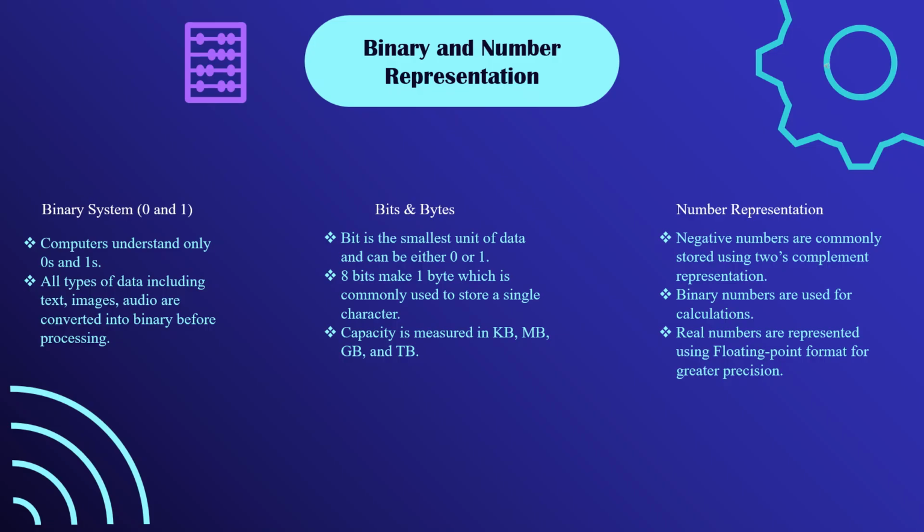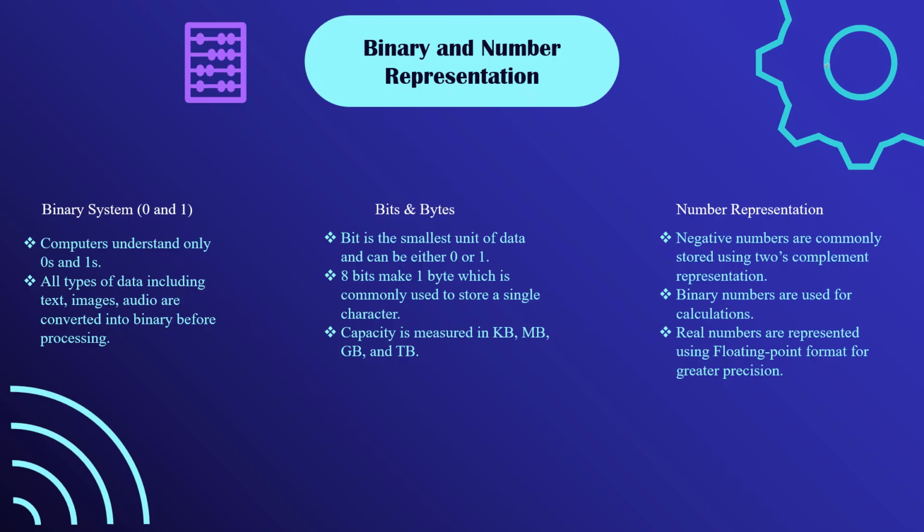Okay, let's talk about binary number representation. At the deepest level, every computer only understands two values, right? 0 and 1. This is the binary system. It might seem surprising, but all types of data, including text, images, and sounds, are eventually converted to a combination of these two digits before a computer can process them, right?